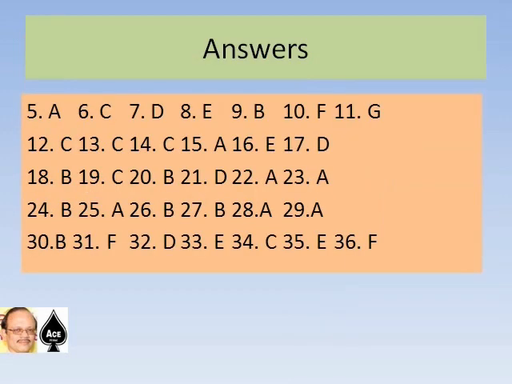So the answers are given here. 5A, 6C, 7D dog, 8E, 9B box, 10F, 11G, 12C, 13C, 14C, 15A, 16E, 17D dog, 18B box, 19C, 20B box, 21D, 22A, 23A, 24B box, 25A, 26B box, 27B box, 28A, 29A, 30B box, 31F, 32D, 33E, 34C, 35E, 36F.